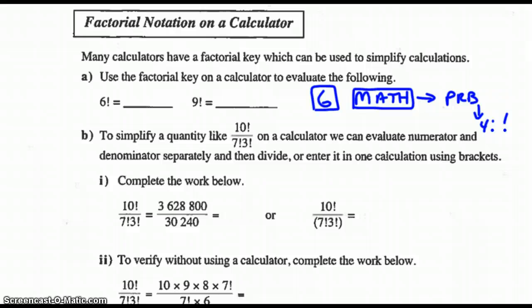And 9 factorial, same idea. All right, so if you do that with your calculators, the value of 6 factorial is 720. The value of 9 factorial would be 362,880.